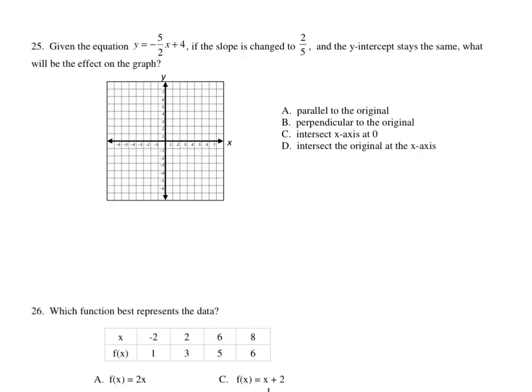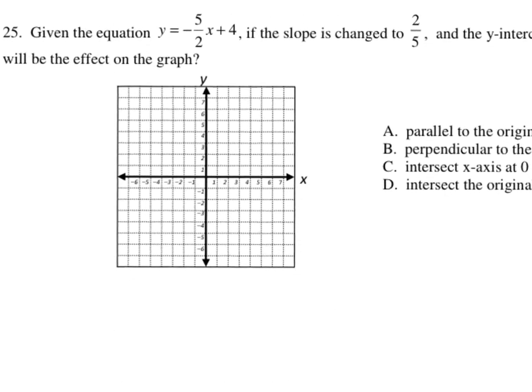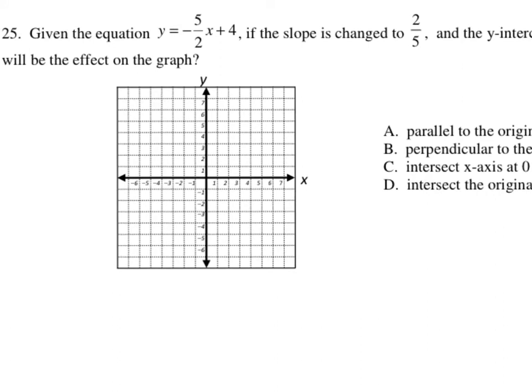Okay, given the equation y equals -5/2 x plus 4, if the slope is changed to 2/5 and the y-intercept stays the same, what will be the effect on the graph? Okay, I can go ahead and write an equation for the second line. So it's saying the slope is changed to 2/5. So when I write this equation, the slope of the new line is going to be 2/5. And the y-intercept didn't change, so it's going to be plus 4.